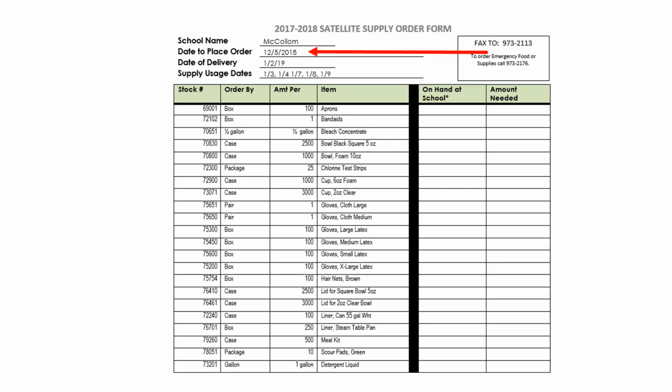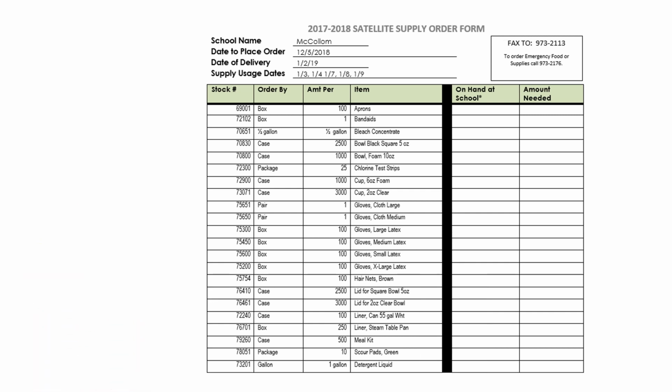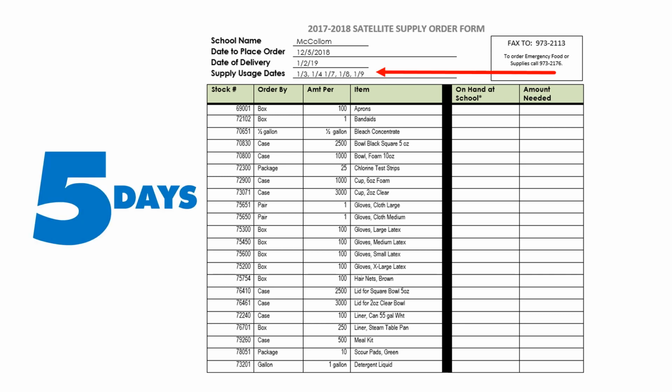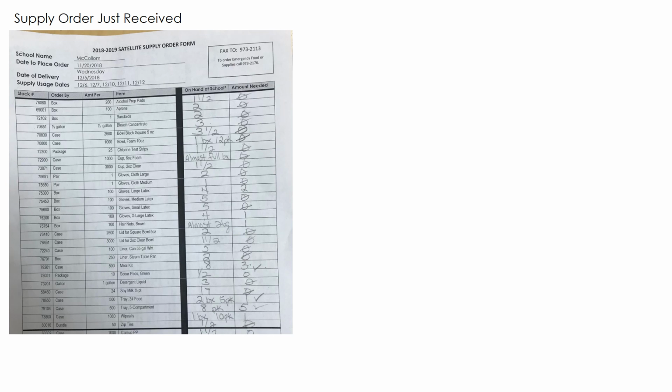Once you know what day you receive your supply delivery, as I explained earlier, it is the same day that you need to place your next supply order. Find the upcoming supply order by looking for the date to place order on top of the form. If it has today's date on it, it is the correct form. Next, look at the supply usage dates. Notice that this supply order is for 5 days, January 3rd through 9th, so we'll need to order enough supplies for 5 days.